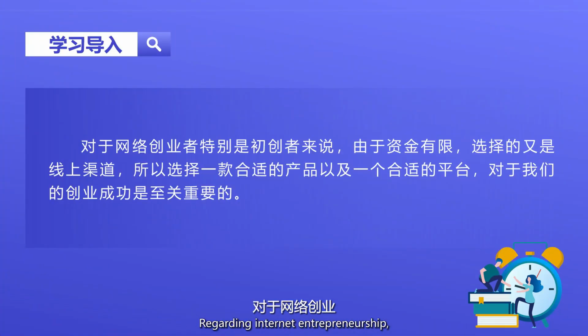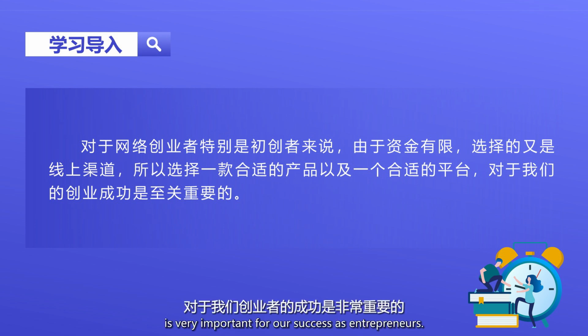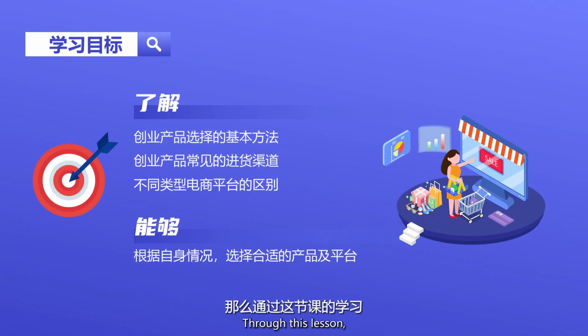Regarding Internet entrepreneurship, especially for startups, since our funds are limited and we are choosing an online channel, choosing the right product and the right platform is very important for our success as entrepreneurs. Through this lesson, we mainly have several points.